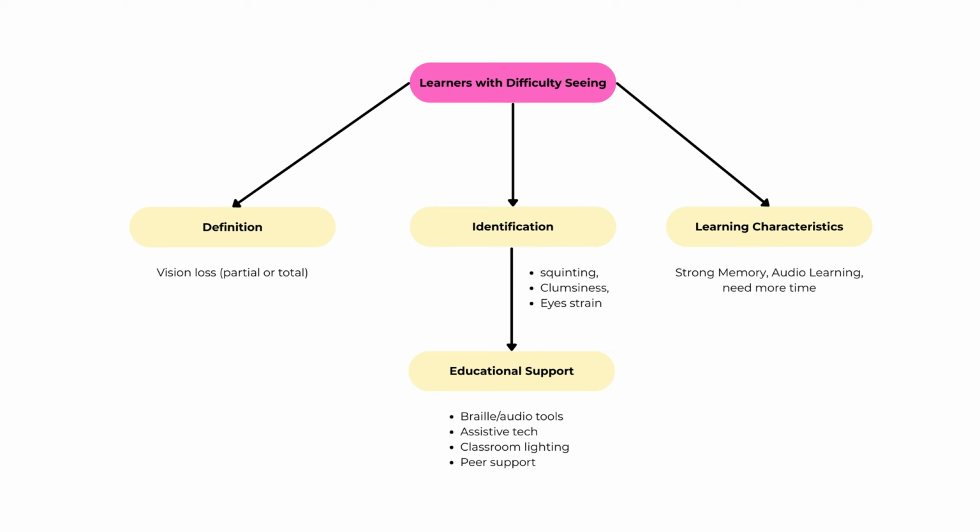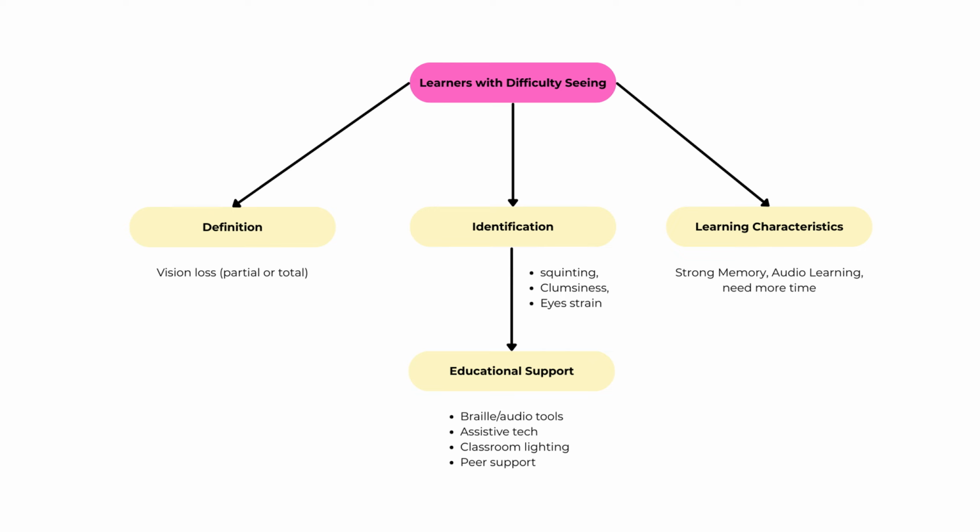Since we know the definition, we will move to identifying their behaviors. The signs include squinting, holding books too close, clumsiness, or frequent bumping into things. Also complaints of eye strain and headaches. These are assessed through formal diagnoses made by an eye specialist.